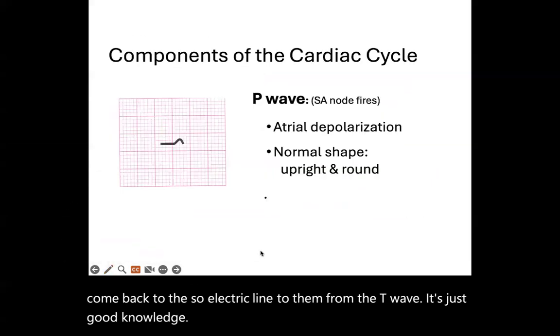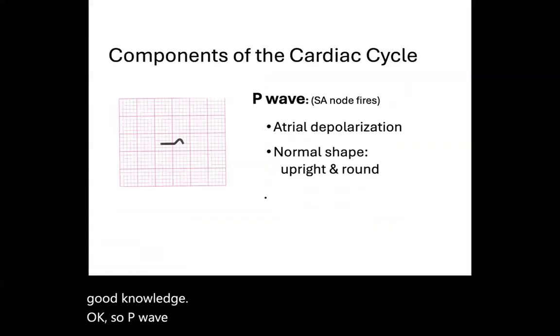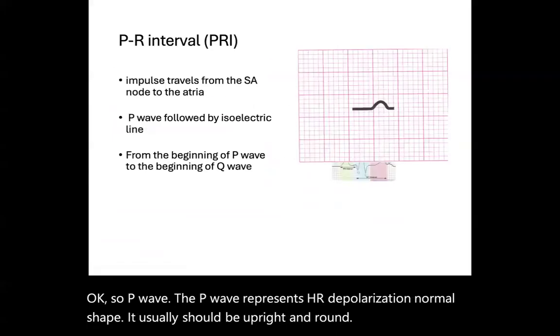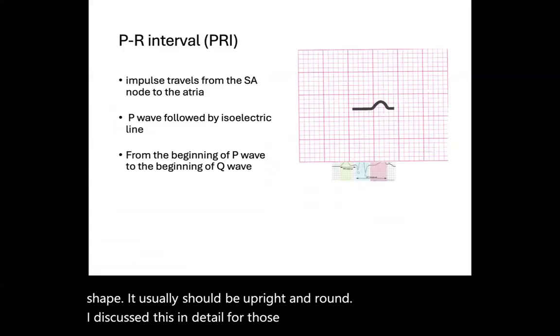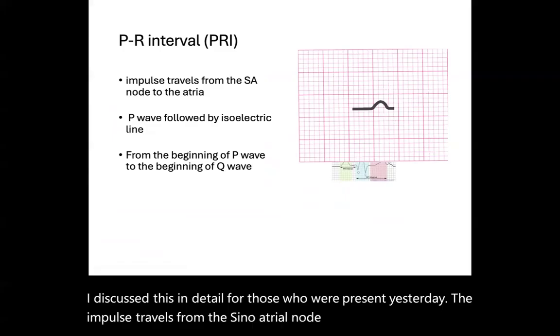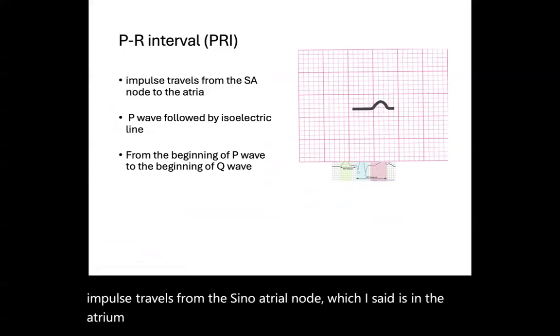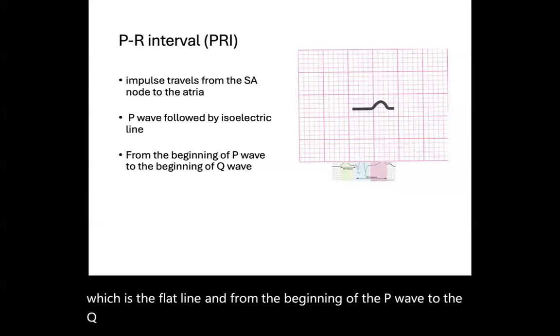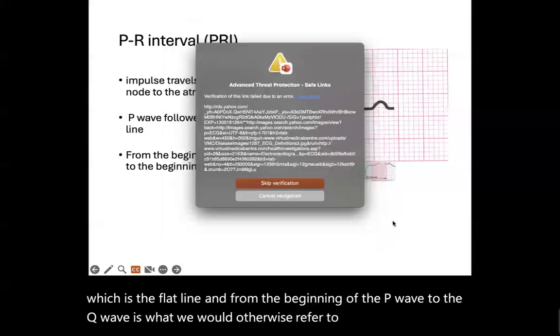Okay, so, the P wave. The P wave represents atrial depolarization. Normal shape, it usually should be upright and round. I discussed this in detail for those who were present yesterday. The impulse travels from the sinoatrial node, which I said is in the atrium, and the P wave is followed by an isoelectric line, which is the flat line. And from the beginning of the P wave to the start of the QRS is what we would otherwise refer to as the PR interval.